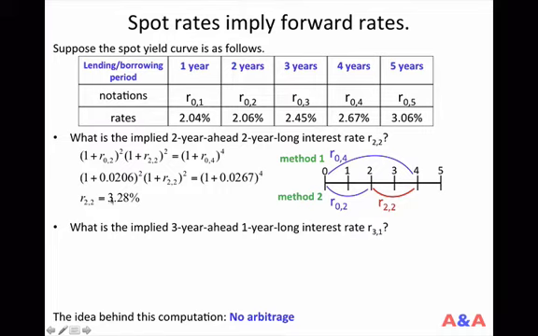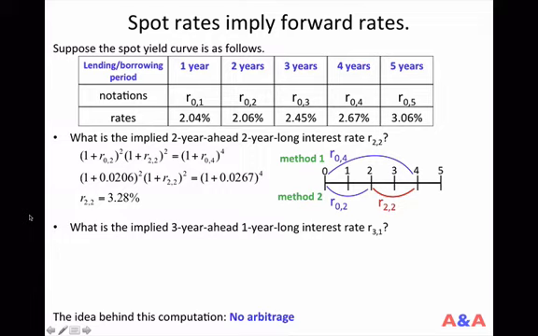We know the 2-year spot rate, that's 0.0206. We know the 4-year spot rate, that's 0.0267. Consequently, if you solve it, we can get the 2-year ahead, 2-year long interest rate R22, and that's equal to 3.28%. So the conclusion is that this 2-year ahead, 2-year long interest rate, the interest rate from 2 years from today to 4 years from today, is implied by two spot rates, the 2-year rate and the 4-year rate.